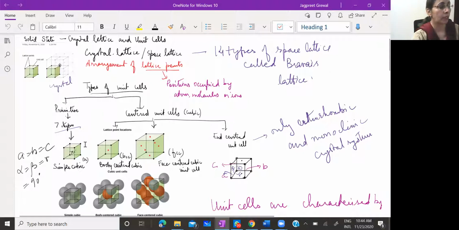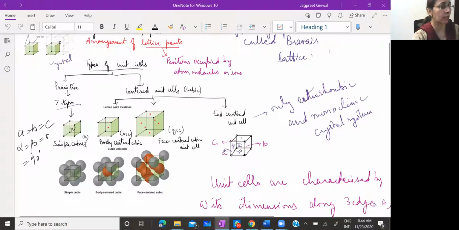Now, primitive unit cell means it is the most basic unit cell. It has a lattice point on all the 8 corners of the cube. So this is called the primitive unit cell.